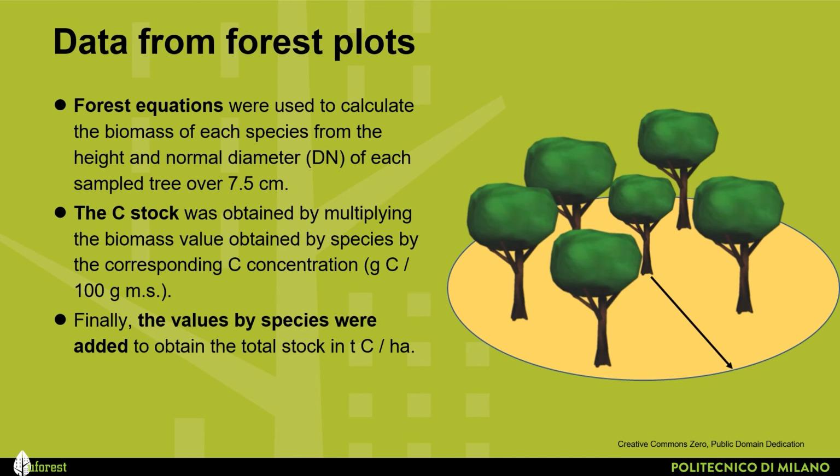The carbon stock in each plot was then obtained in 3 steps. First, forest equations were applied to calculate the biomass of each species from the height and normal diameter of each sampled tree over 7.5 centimeters. Second, the carbon stock was obtained by multiplying the biomass value obtained for a species by the corresponding carbon concentration. And finally, the values by species were added to obtain the total stock per plot expressed in tons of carbon per hectare.